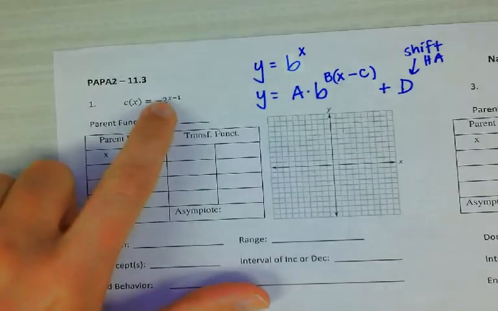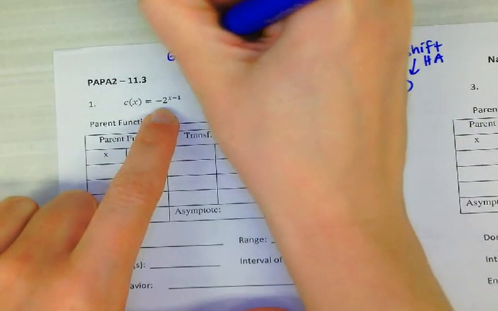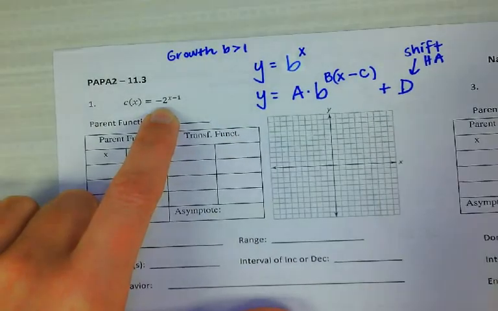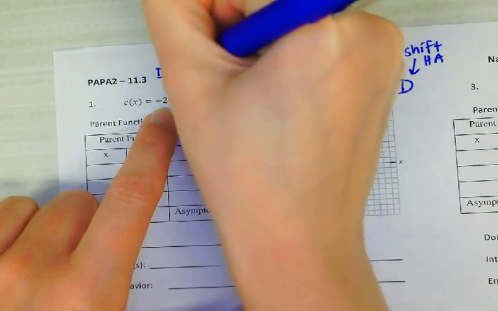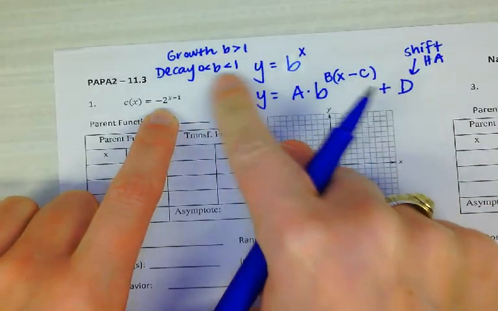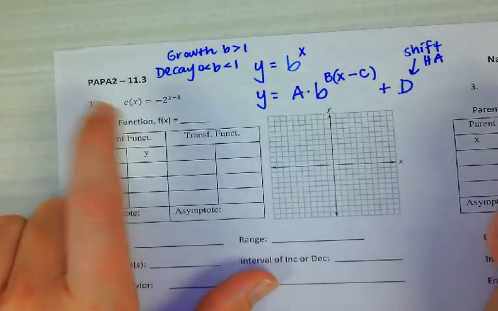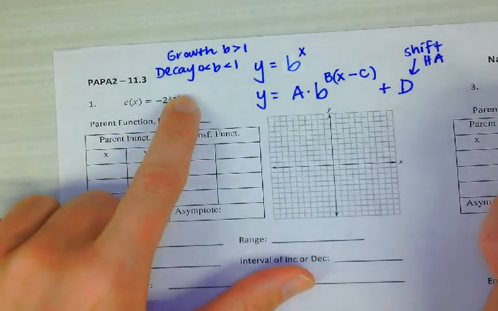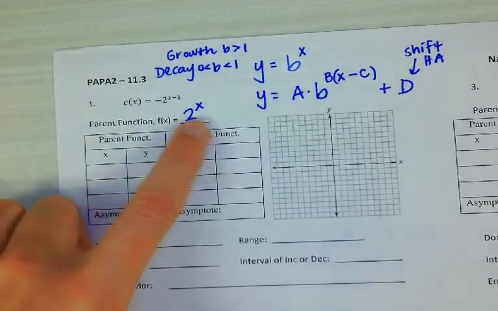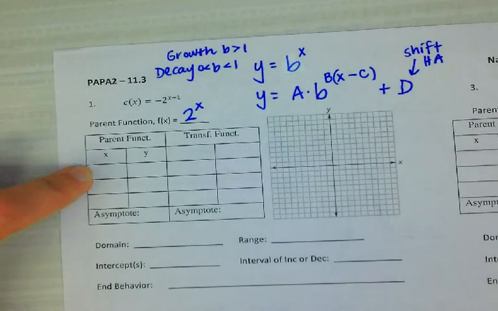Okay, so let's go ahead and look at the first one. Another thing about the base, remember the base for growth is going to be greater than 1. If we have a decay function, remember that base is between 0 and 1. Notice the base is never negative. So when I look at number 1, the base here, 2, is being raised to that power, not the negative. So the parent function we're going to start with is 2 to the x, and then we'll apply its transformations in just a second.